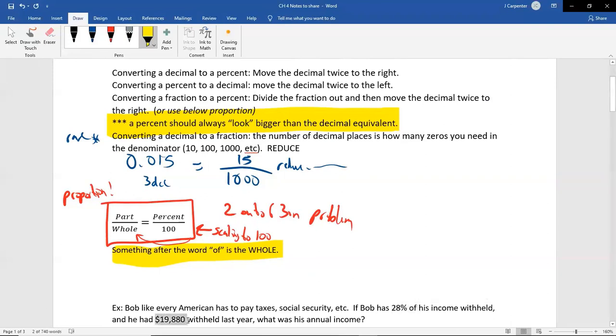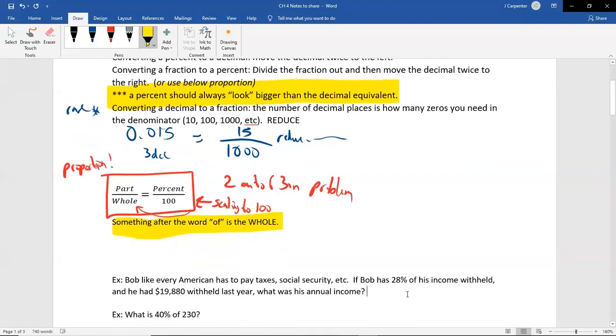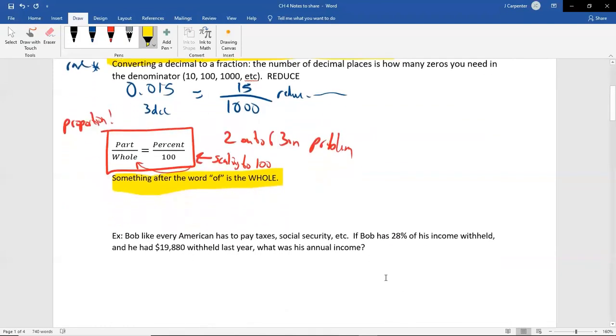And it turns out he had about 20 grand taken from him. And what we want to figure out is what is his annual income? So let's go ahead and try and make a prediction about his answer. What should the answer be in size? Should it be bigger than this 20,000 or should it be smaller than this 20,000?